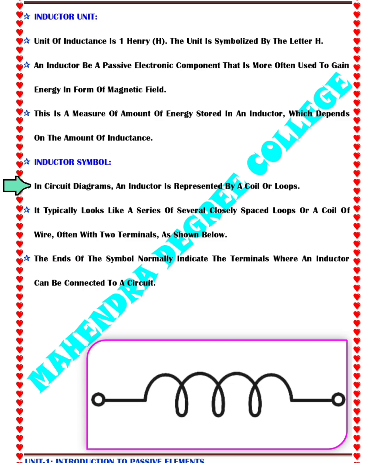In American symbols, it's usually shown as curved loops. In European symbols, it may appear as a rectangle or a straight line with bumps. The final explanation: in circuit diagrams, an inductor is shown using a symbol with loops or coils because it physically looks like a wire wound into a coil, which is how it stores magnetic energy.